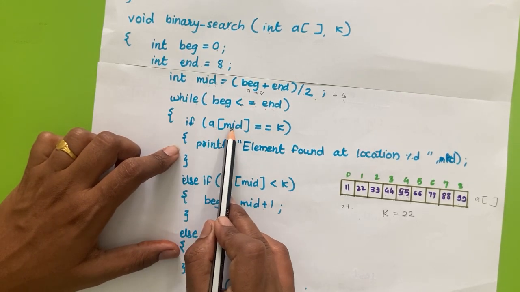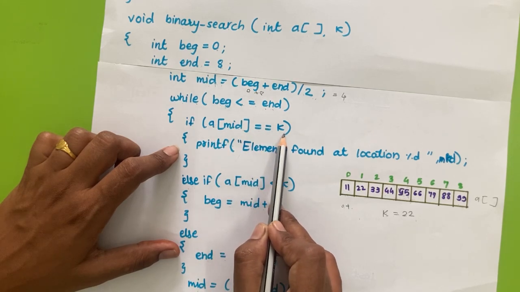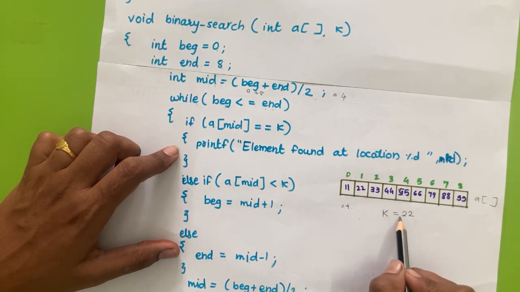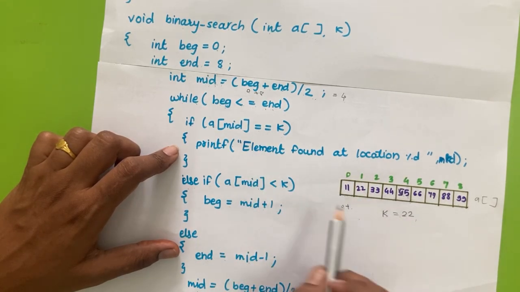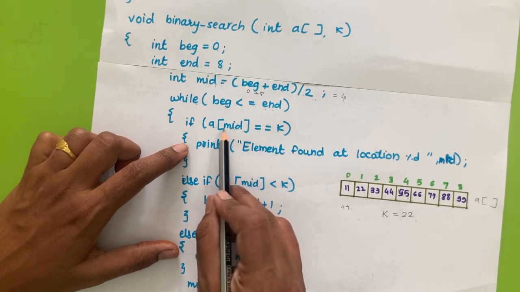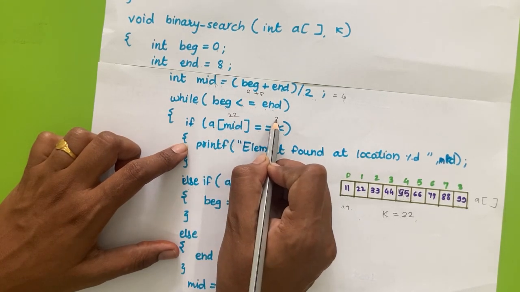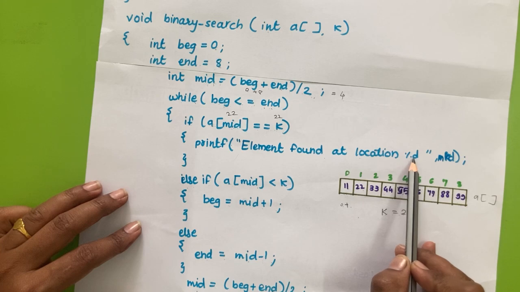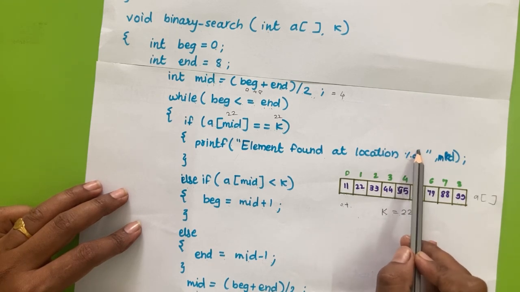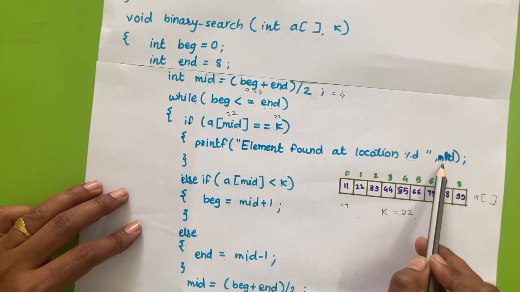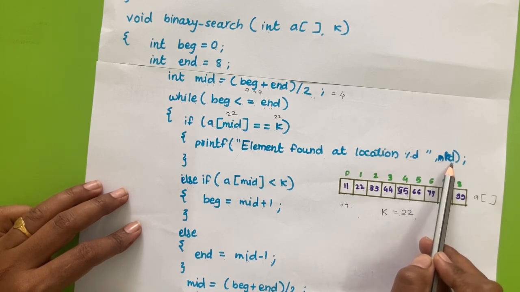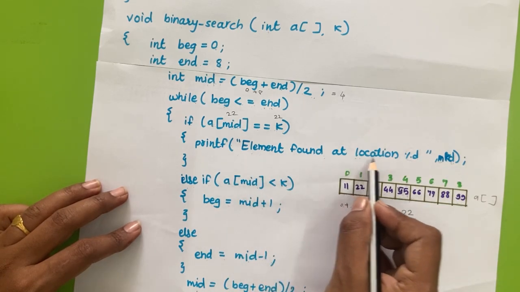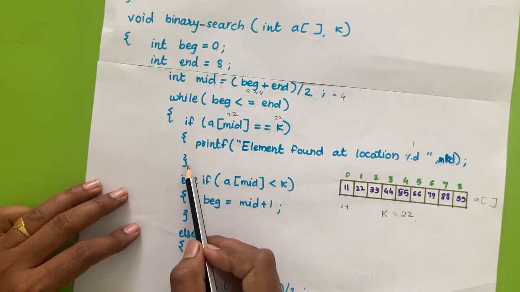And if a of mid, a of 1 is equal to k, so a of mid is equal to 22, so k is equal to 22. So this condition satisfies. So अभी ये match हो रहा है because this value is also 22 and k is also 22. Okay, so it will return element found at location %d. Instead of this %d we have to return mid. Okay, because that is the location of the element we have found. Okay, so it will return element found at location 1 and it will print.